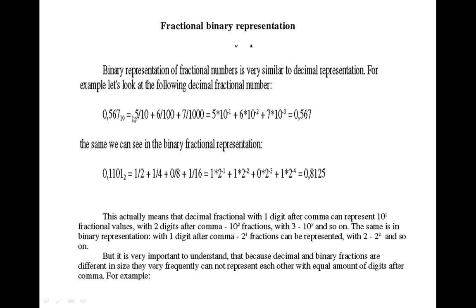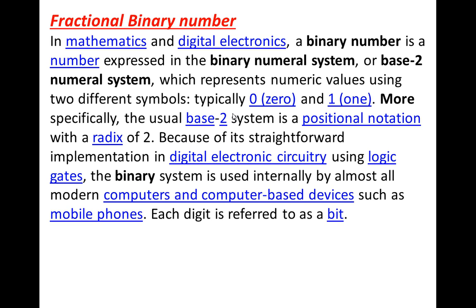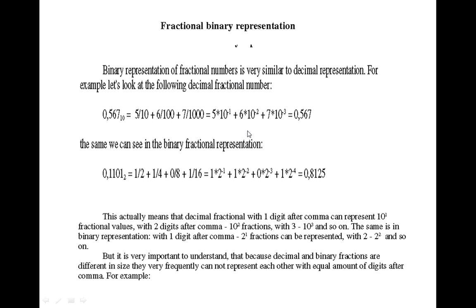So I can write 5 into 10 power minus 1, because whenever a number is in the denominator and I want to represent it in the numerator, that is denoted by minus 1. This is 5 into 10 power minus 1 plus 6 into 10 power minus 2, because 100 is also used as 10 power 2, and when we put it in the numerator, it becomes 10 power minus 2, into 6, then 7 into 10 power minus 3, because 1000 is 10 power 3. This is how we can represent the numbers with the help of fractions.